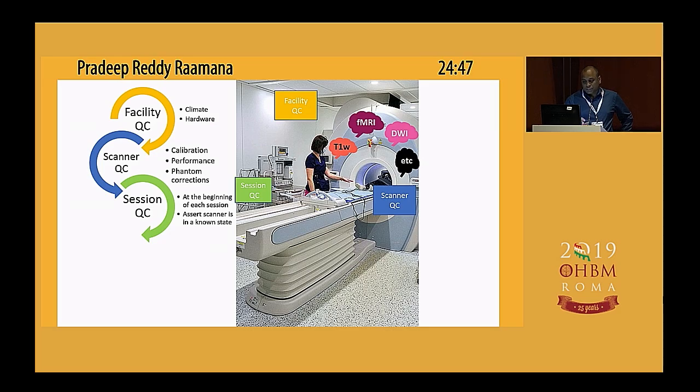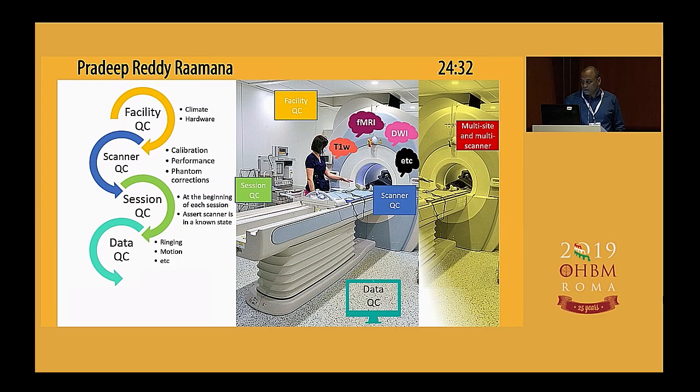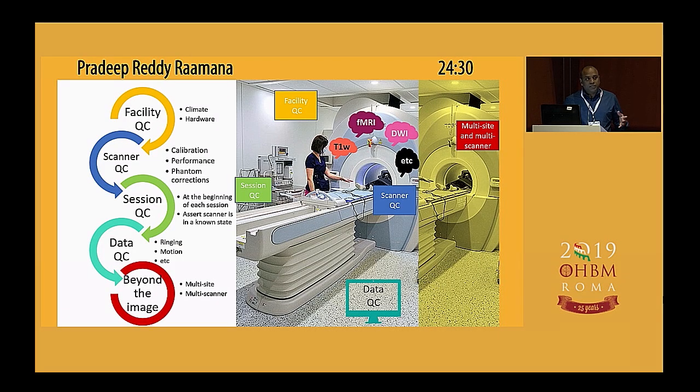Followed by the session QC at the particular day to ensure the scanner is in a known state. Followed by the actual neuroimaging data QC. Look for artifacts such as ringing, motion, and other types. And then, usually nowadays, with the emergence of big data, there are a lot of multi-site and multi-scanner issues as you try to consolidate the data together.